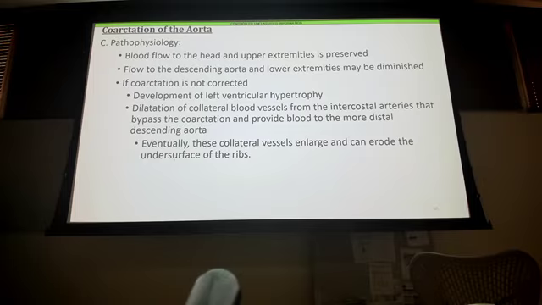So with that narrowing occurring, the blood flow to the head and the upper extremities is preserved, it may actually even increase that pressure. So people may have headaches and things like that related to coarctation of the aorta. But the blood flow to the lower extremities and to the lower body, the abdomen and so on, is going to be impacted. So there may be some problems that develop because maybe we're not getting the oxygenation that we need down to the legs and to the peripheral lower extremities.